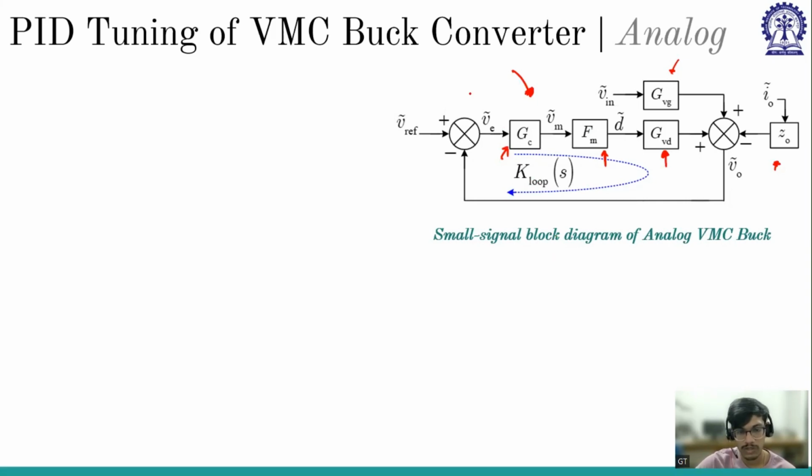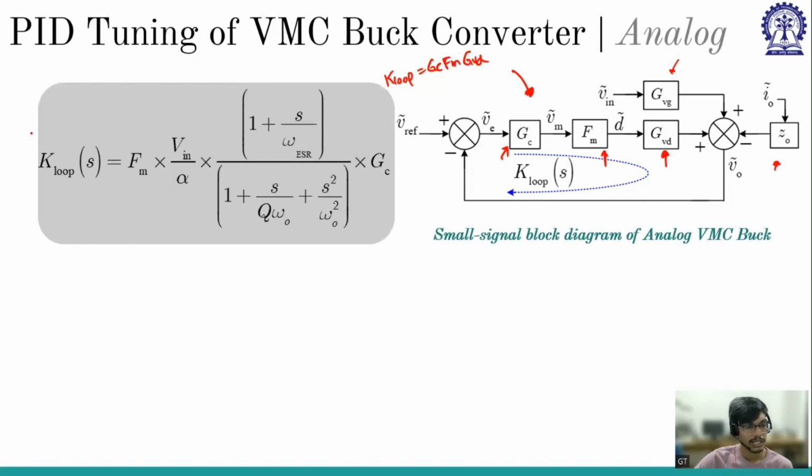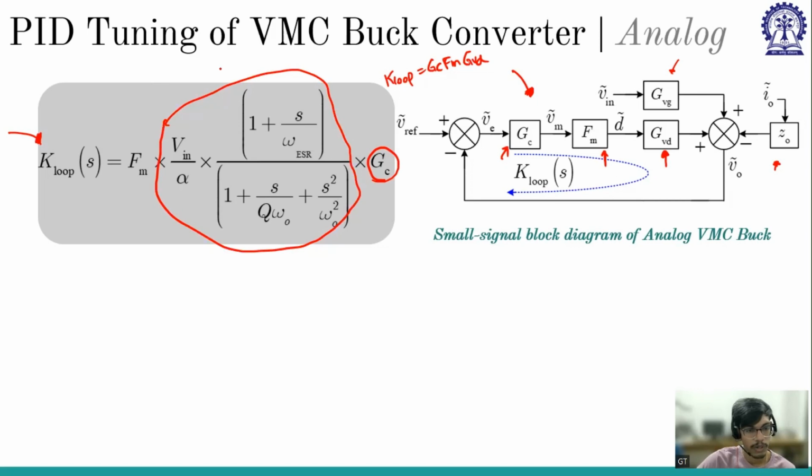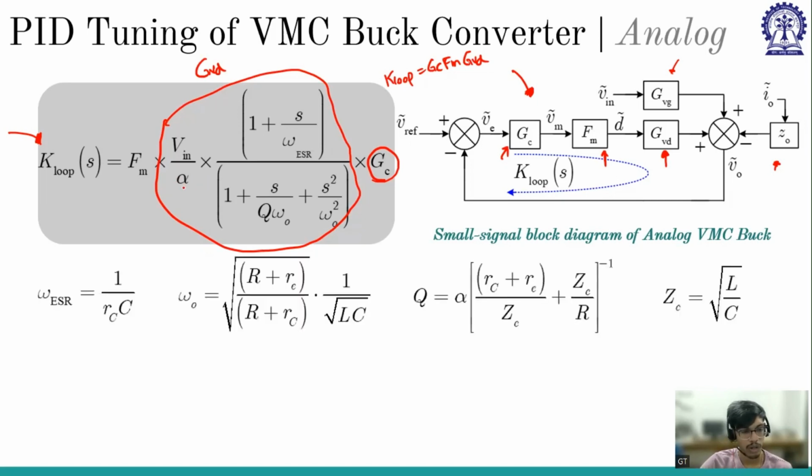So K loop of S is what? K loop is GC into FM into GVD. So this is the expression of this. This is my GC, and this entire thing is my GVD. You should know these expressions, because if I ask you to design a controller, you should know them. So what is alpha, all these expressions?